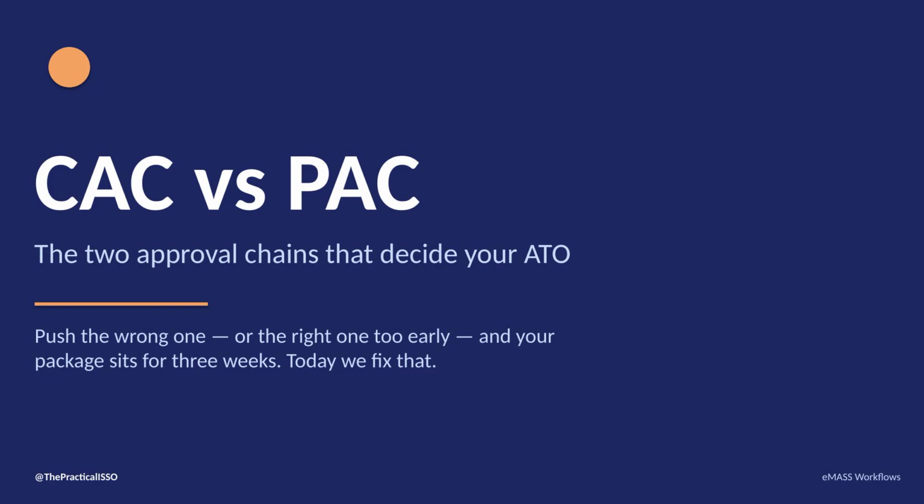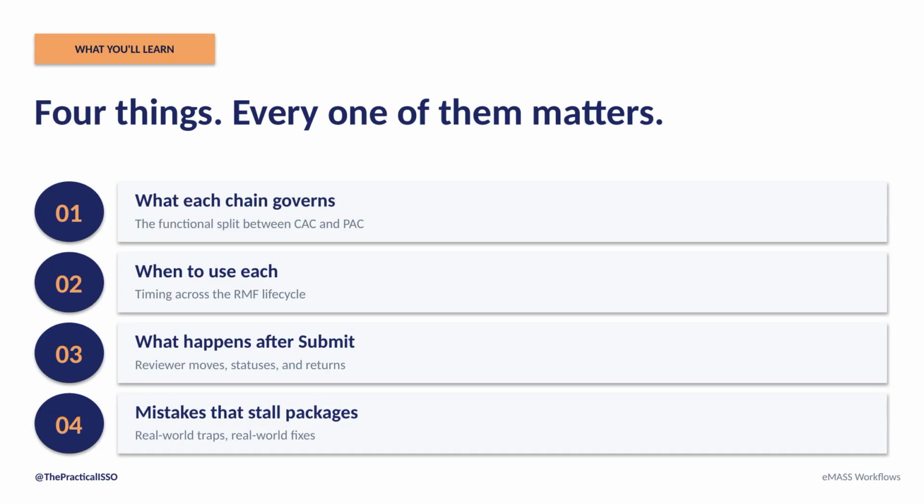Push the wrong one or push the right one too early, and your package sits in somebody's queue for 3 weeks while your authorization to operate clock keeps running. Today, we fix that for good. This video covers what each chain governs, when to use each, what happens after you click Submit, and the mistakes that stall packages for weeks.